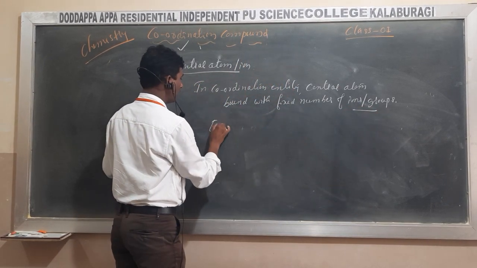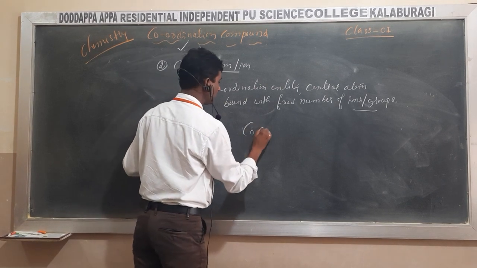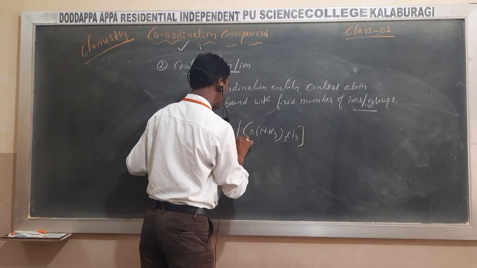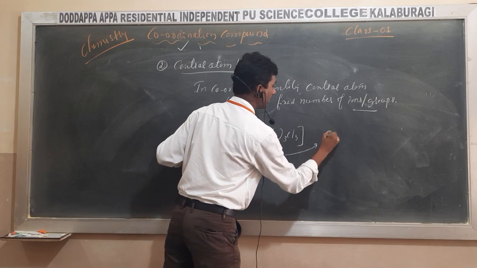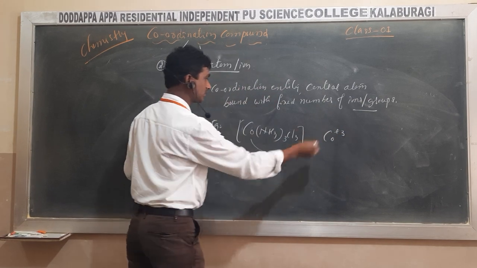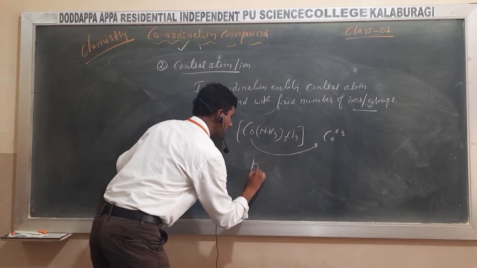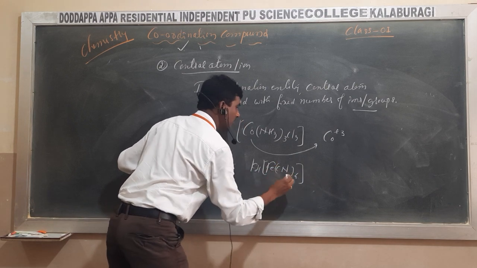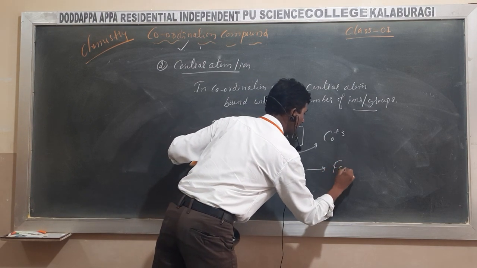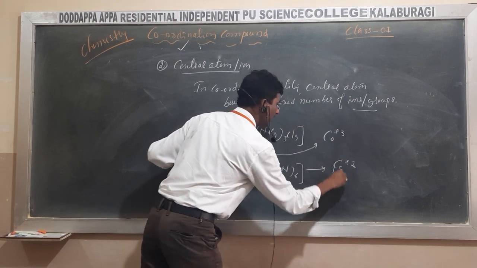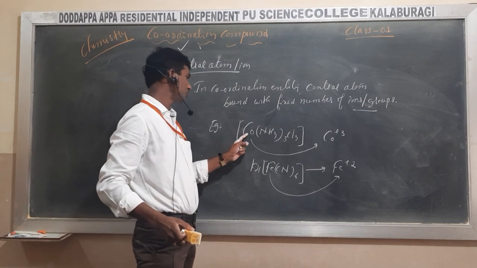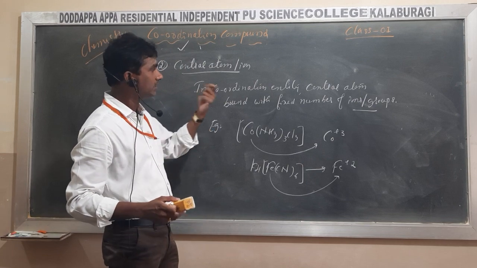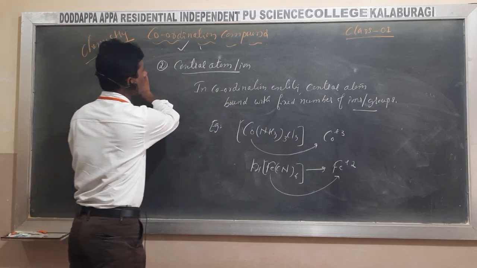Now for an example. Co(NH3)3Cl3. Which is the central metal atom here? Cobalt is the central metal atom, with oxidation state +3. For the second example, K4[Fe(CN)6]. Which is the central metal atom here? The central metal atom is Fe+2, and it is located at the central position. So it is called the central metal atom or central ion.